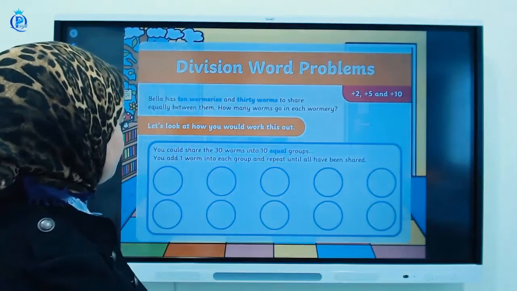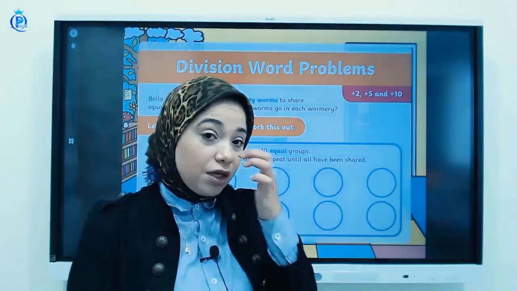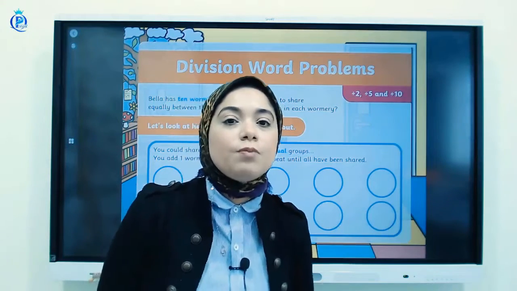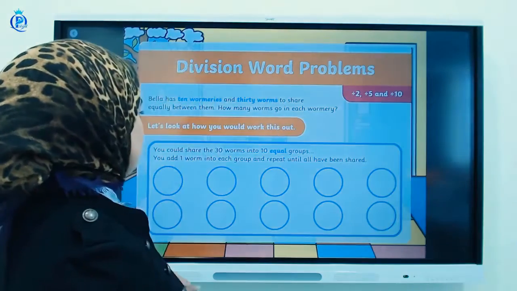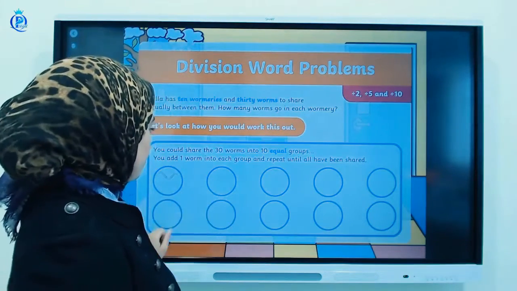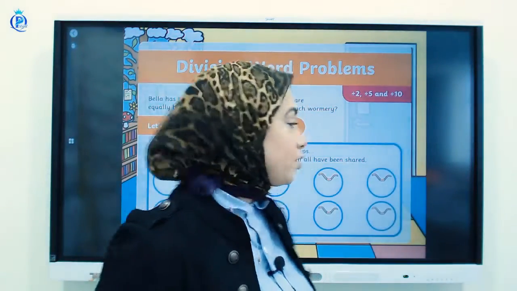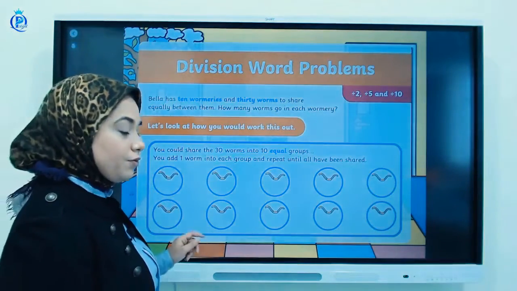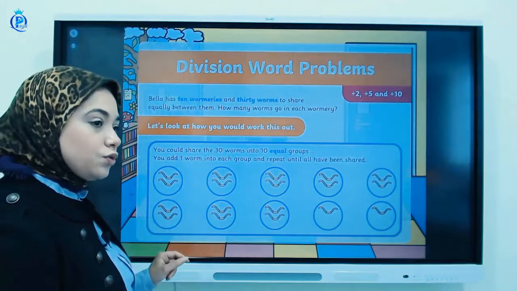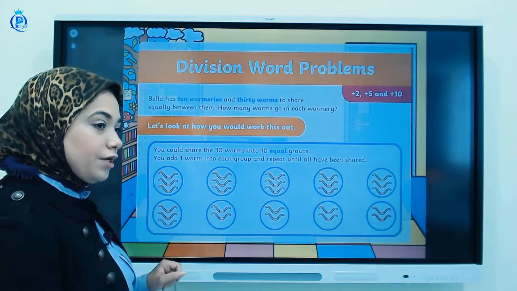How many groups do I have? I have 10 groups, so I will use models to solve my story problem here. I have 10 circles, and in every circle I will distribute the 30 worms. Okay, now everyone will take 2. Distribute again. It will be 3.